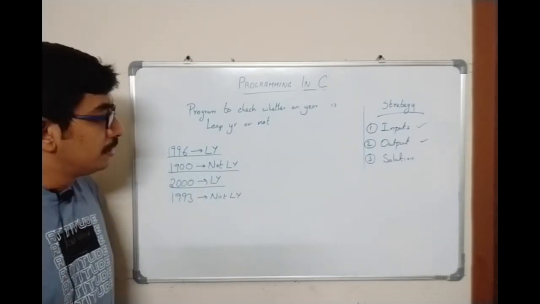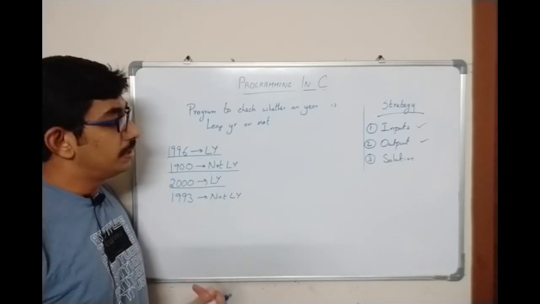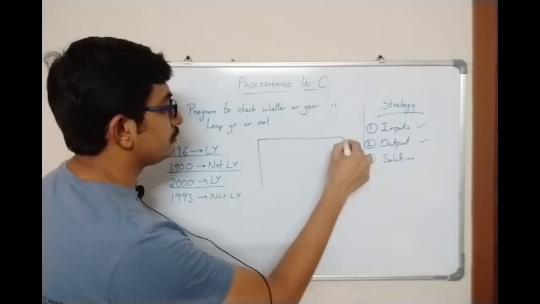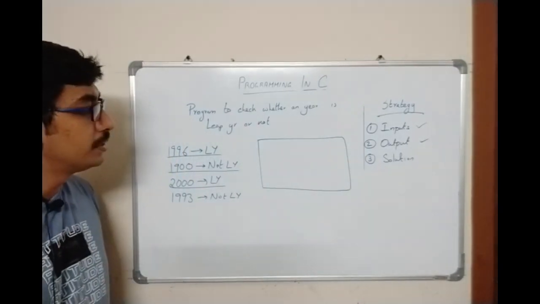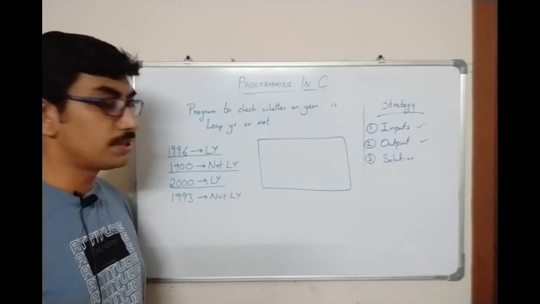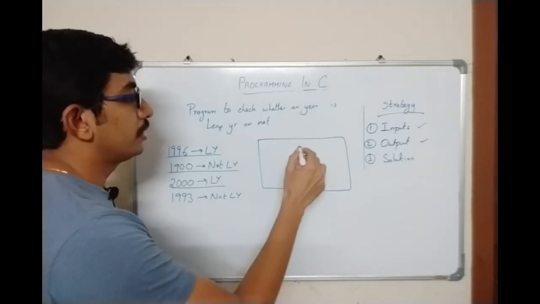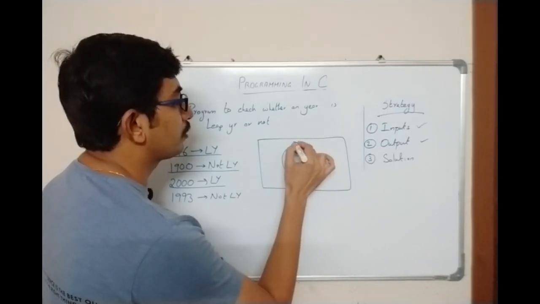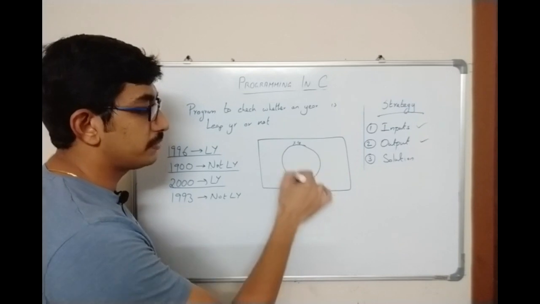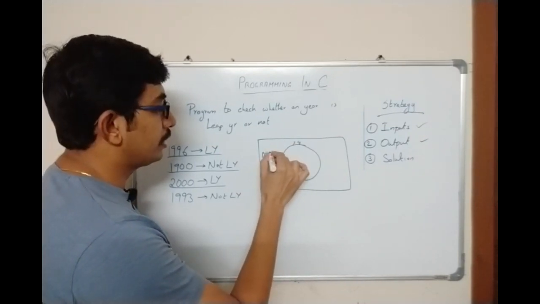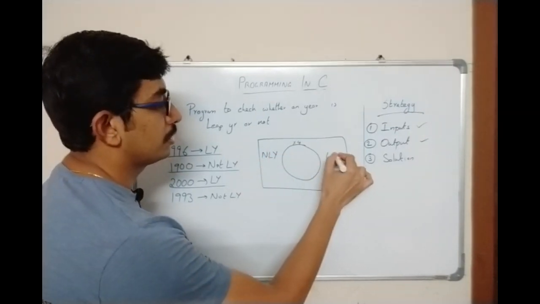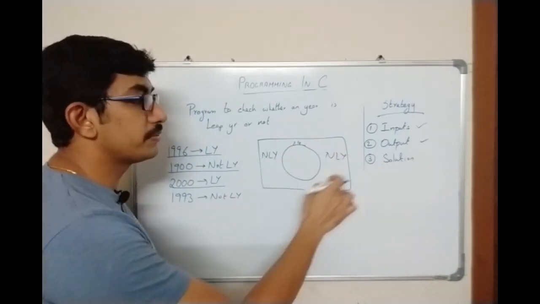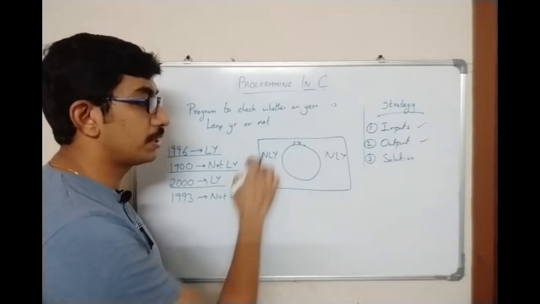Okay. So to make it more clear, I'll give you a pictorial representation of that using a Venn diagram. So this is a universal set. This is the set of all years. Here we are considering the years which are divisible by 4. So these are the years which are divisible by 4. Everything outside that is not a leap year. That is years which are not divisible by 4. All those are not leap years.